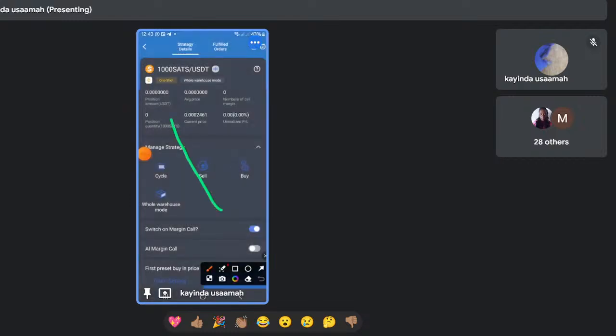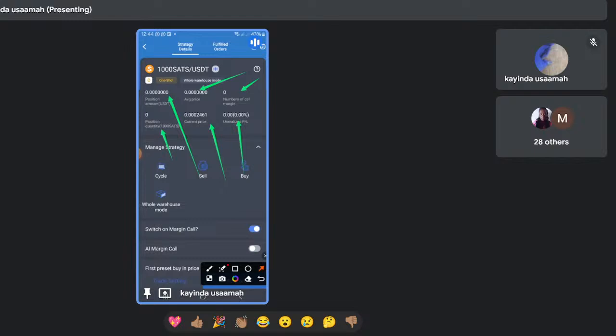So here, position amount, the amount of money the robot has injected in a trade; position quantity, the amount of coins it has bought; average price, the last price it bought this coin at; current price, the current price of this token; number of margin calls, this is obvious, the number of margin calls it has bought; then unrealized PL with a percentage in brackets next to it.